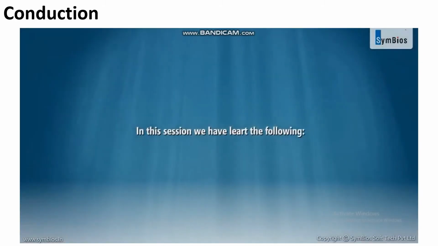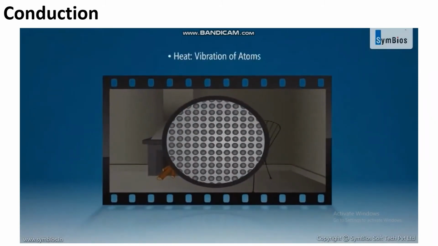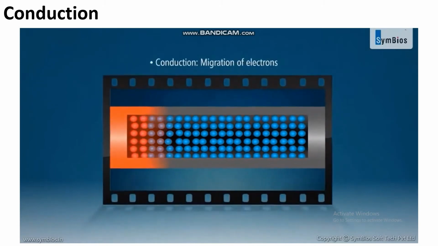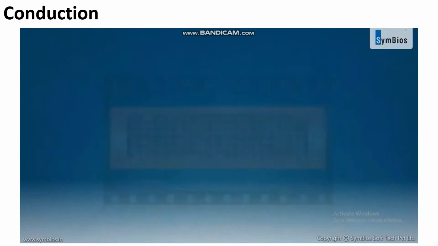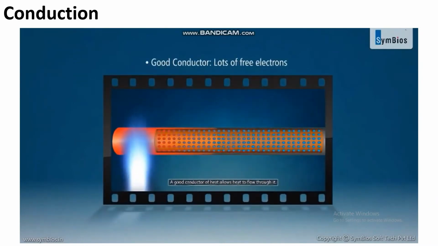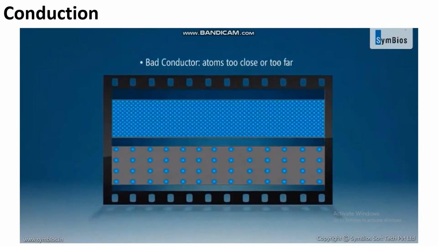In this session, we have learned the following. Heat is produced due to vibrations of atoms in matter. Conduction is migration of atoms from a higher temperature to a lower temperature. A substance is a good conductor when there are lots of free electrons that can carry the heat. A bad conductor has atoms that are either too close to vibrate or too far to transfer any heat.